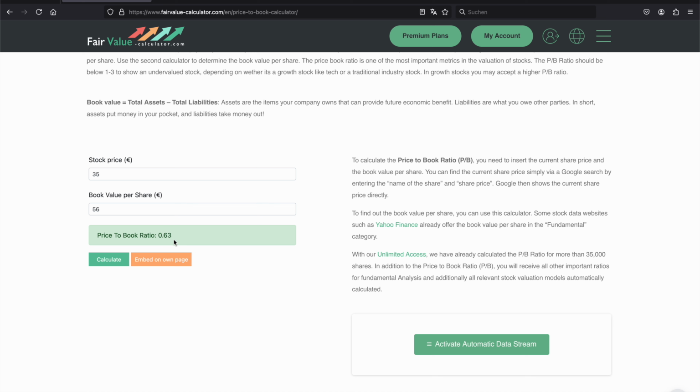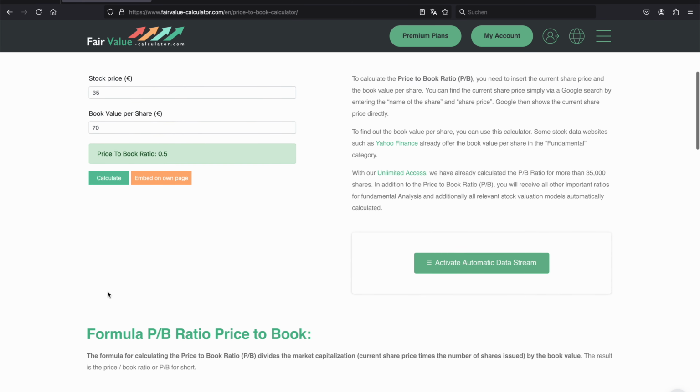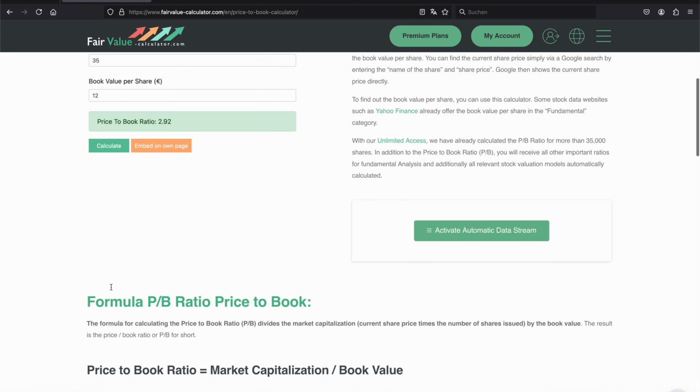However, a low P/B ratio can also be a warning sign of deeper issues, such as declining profitability or outdated assets. Conversely, a P/B ratio above 1 suggests that investors are willing to pay a premium for the stock, often due to expectations of strong growth, competitive advantages, or valuable intangible assets like brand strength or intellectual property.